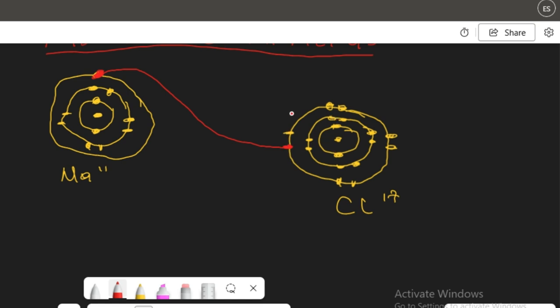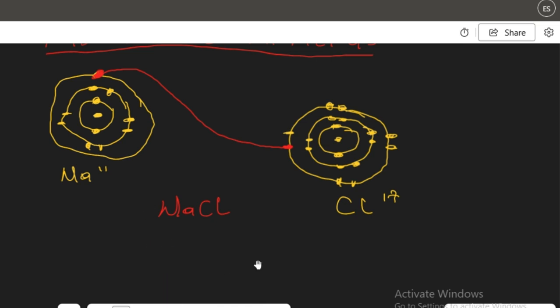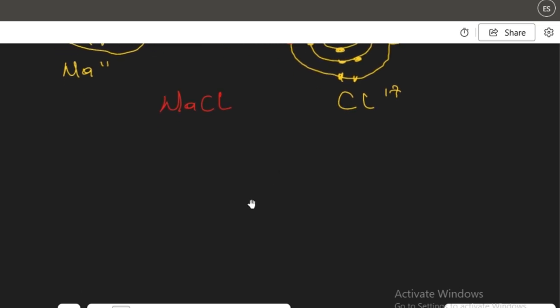Chlorine will then have a completely filled shell here, because this one will now equal 8. 1, 2, 3, 4, 5, 6, 7, 8. So chlorine is filled, sodium is filled. So this is what actually brings about sodium chloride. And the kind of bond in sodium chloride is ionic bond. Why? Because sodium gives out an electron and chlorine receives the electron. I believe you understand. Now let's look at another example.